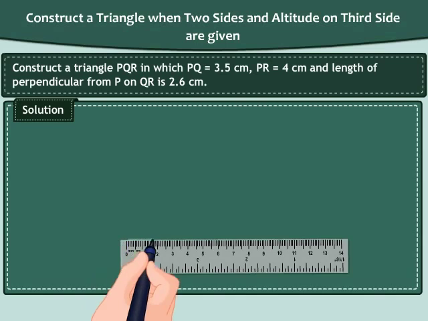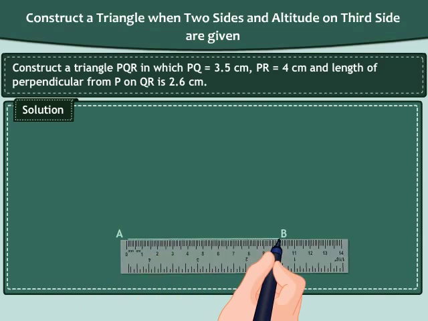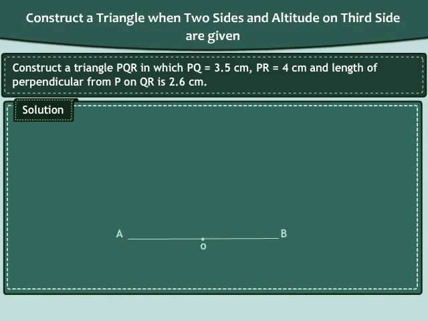First, draw a line segment AB. Mark a point O on line segment AB anywhere. Draw line SO perpendicular to AB with sufficiently large line SO. With O as a center and radius 2.6 centimeters, draw an arc cutting line SO at P.